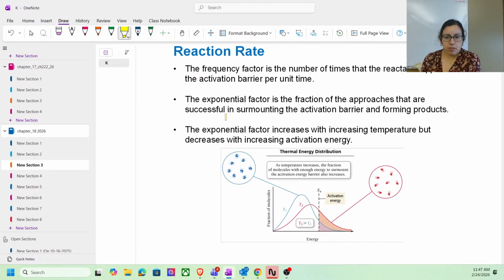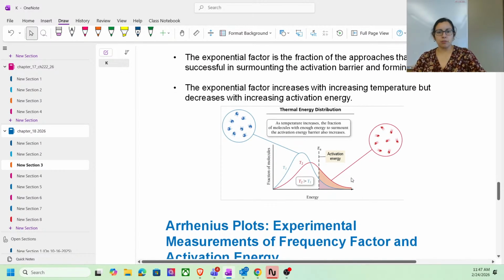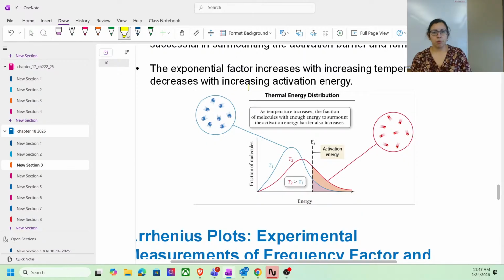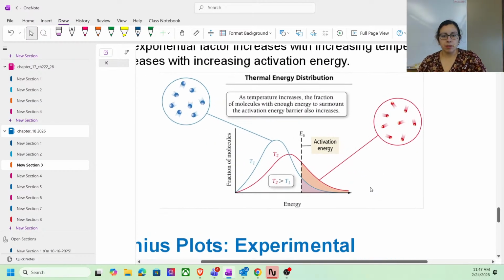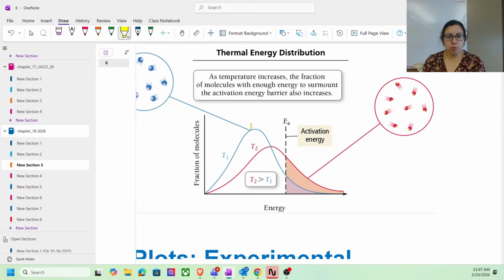So now we're comparing our thermal energy distribution. Again, our frequency factor is the number of times we achieve our successful turnover rate. And then our exponential factor is whatever fraction of those approaches are successful. And then, of course, increasing temperature will increase the amount of successful turnover. And that's what's shown here.